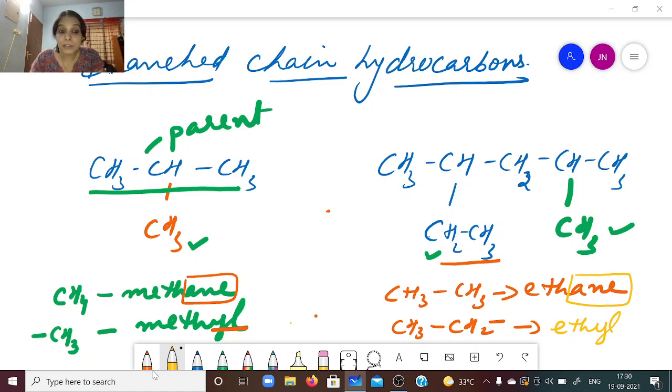But when it comes to branches, we have to know how to name the branches. That is, one hydrogen is removed and a bond is added. That is a branch. So what will happen? ANE will be removed and YL will be added. So this is how we are naming the branch and the parent chain. Now, what are the actual rules of naming? Let us see once again.